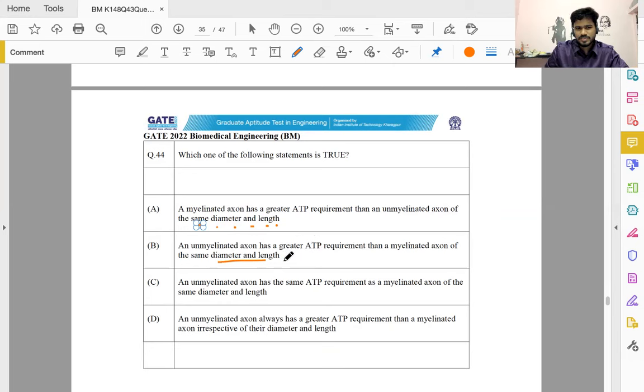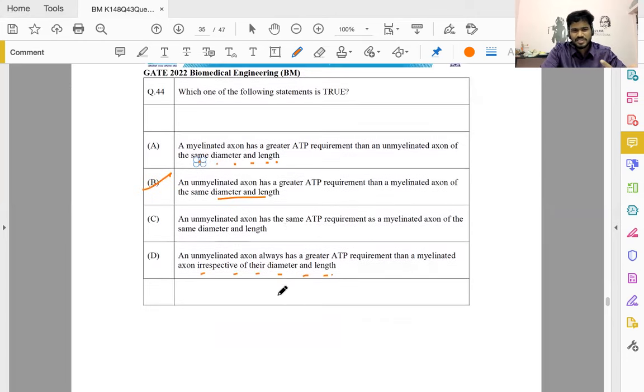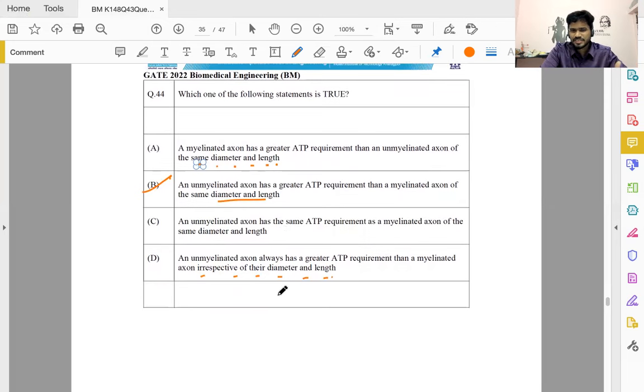Okay, again, when things are the same diameter, same length, we can compare things. Unmyelinated conserves more energy. Myelinated is more efficient. What matters here is irrespective of diameter and length, so again, resistance is proportional to length and inversely proportional to diameter. Bigger the diameter, less resistance for signal conduction. So diameter does make sense. So the safer bet is this: compare same diameter and length.